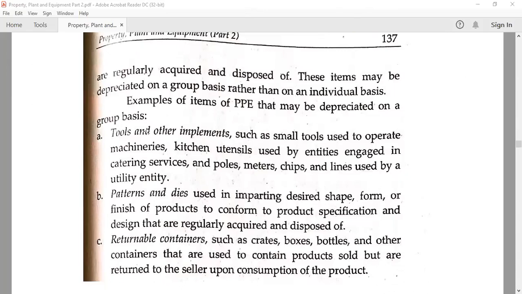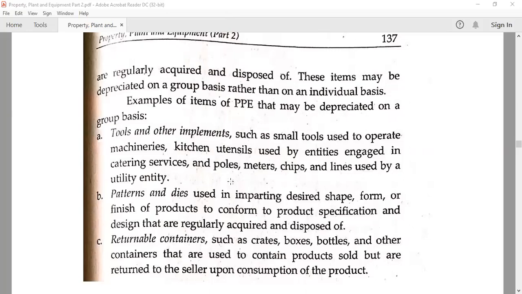So one example of that would be tools and other implements like small tools, let's say the kitchen utensils used by entities engaged in catering services, wherein they can be deteriorated easily. They can be more than 1 year in terms of usage, but in that case, again, because of the amount or value, it becomes impractical. So there are some methods for that which will not be tackled here, but the concept is at least explained by us. Anyway, we can do, for example, inventory method.